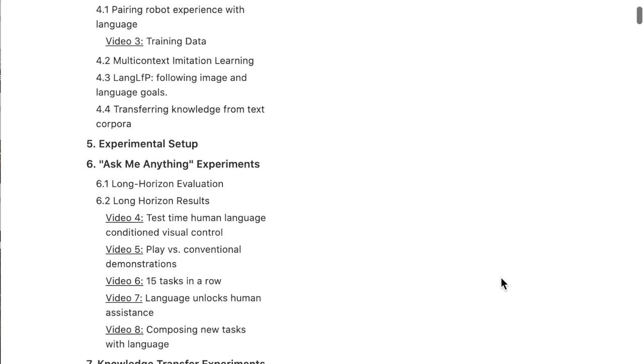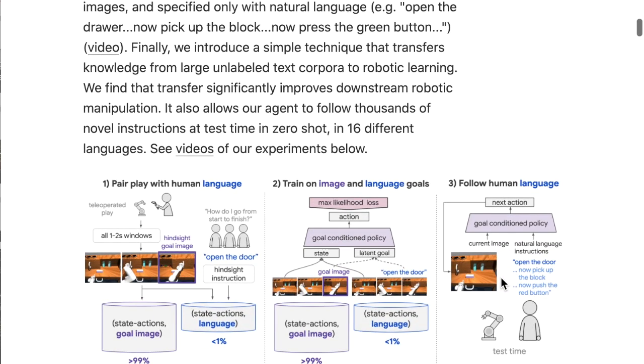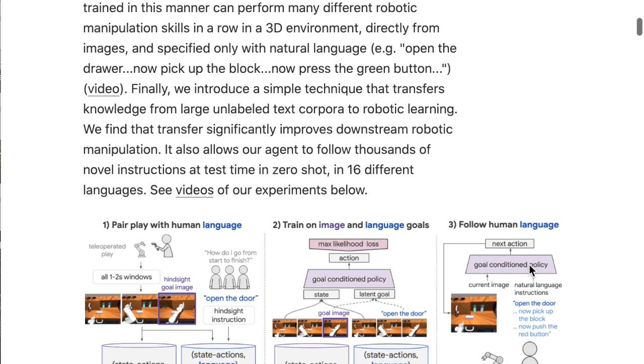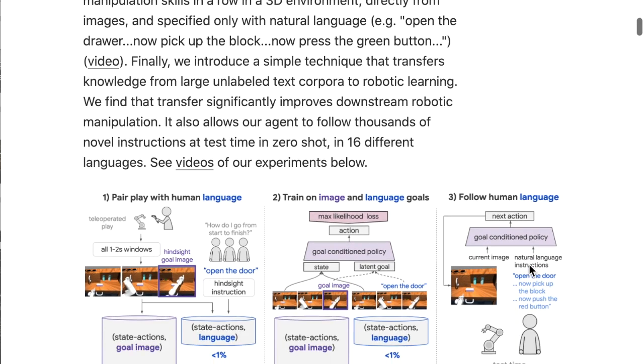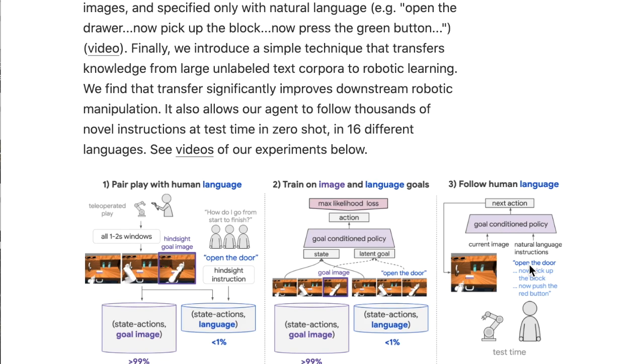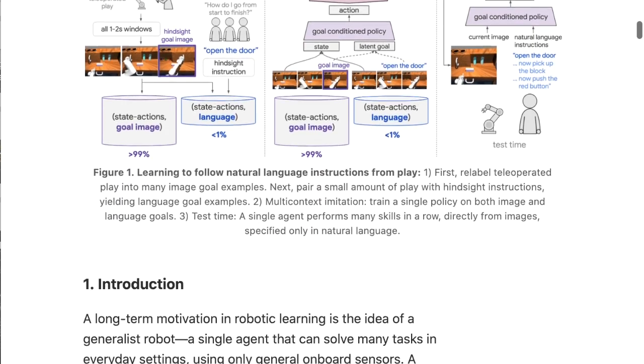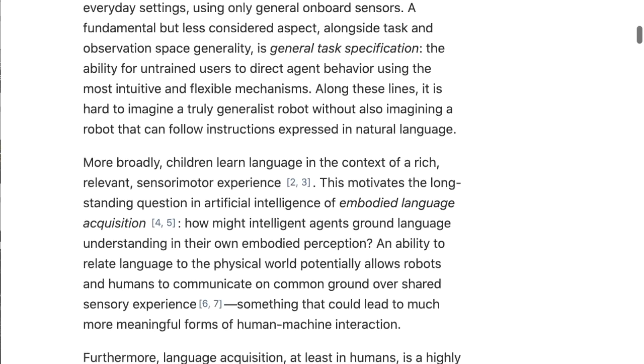In order to achieve this, we need general task specification, the ability for untrained users to direct agent behavior using the most intuitive and flexible mechanisms, such as natural language. We've seen a similar effort in natural language processing with the text-to-text input-output formulation led by research such as the T5 text-to-text transfer transformer and the natural language decathlon. This is challenging for current robotics because certain commands require massive decompositions and vision language grounding.